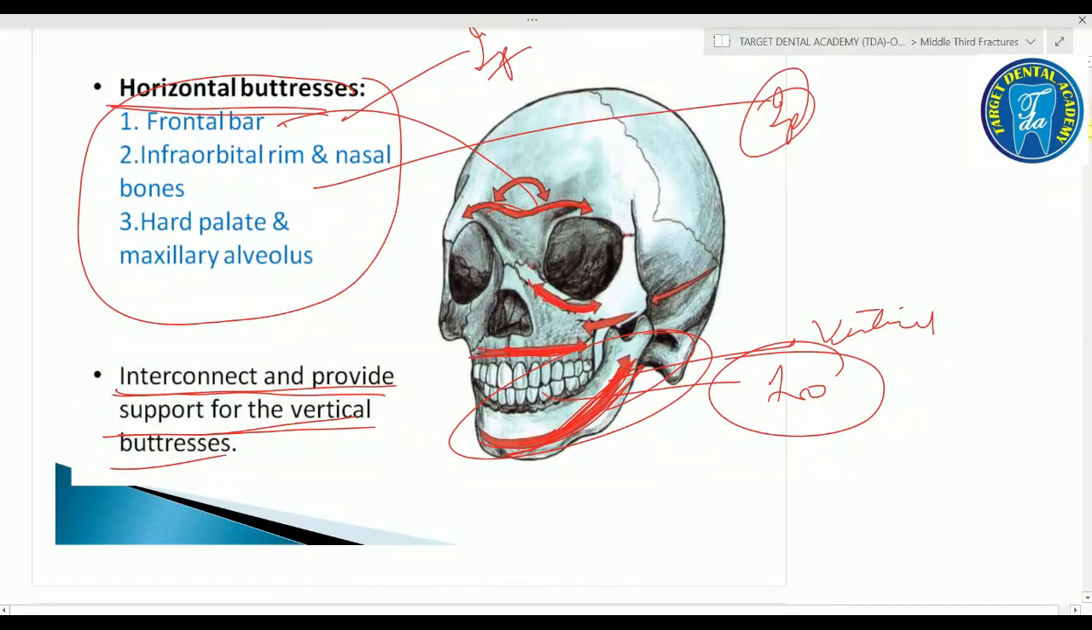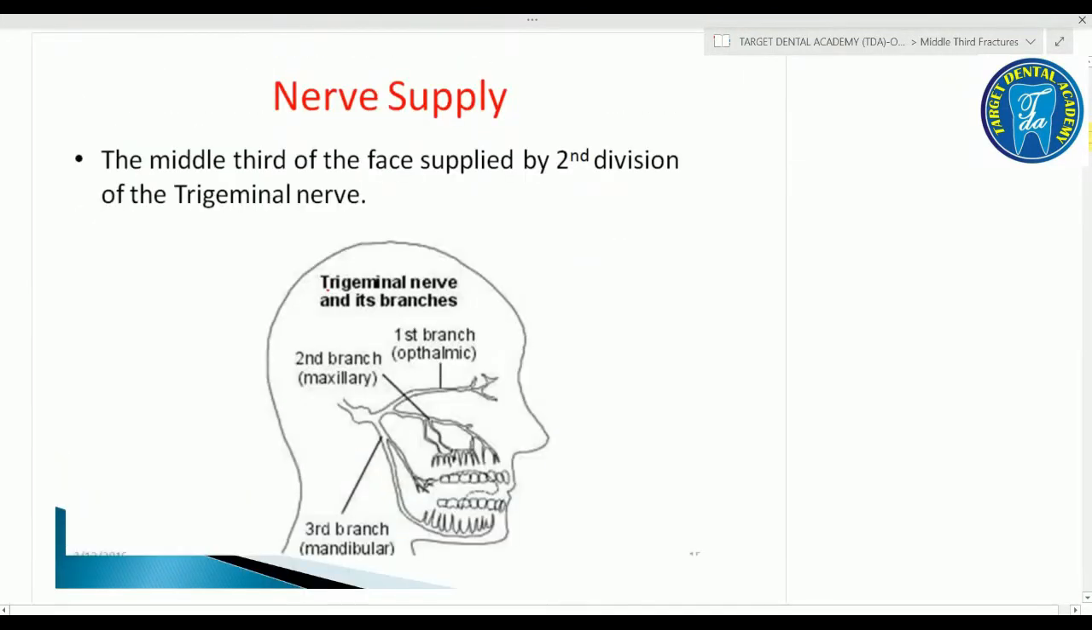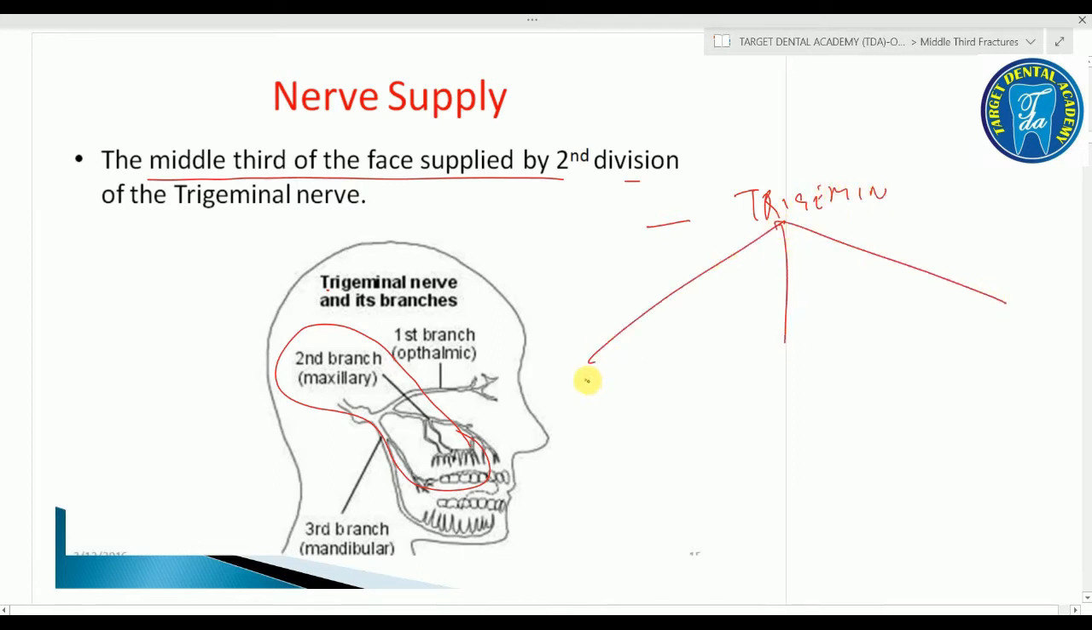Please note it down. So next is the nerve supply. The middle third of the face is supplied by the second division of the trigeminal nerve. As you know, the trigeminal nerve has three divisions. Number one, the ophthalmic branch; the maxillary branch, or the second branch; and the third branch, the mandibular branch. But the middle third is supplied by the second branch, that is the maxillary.